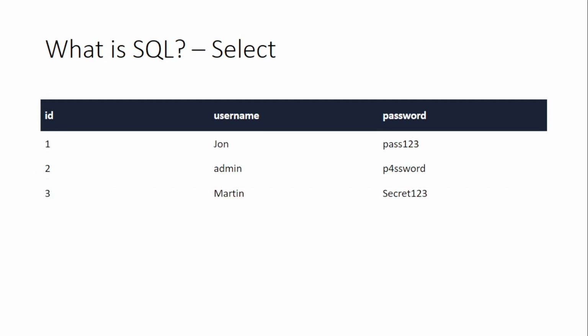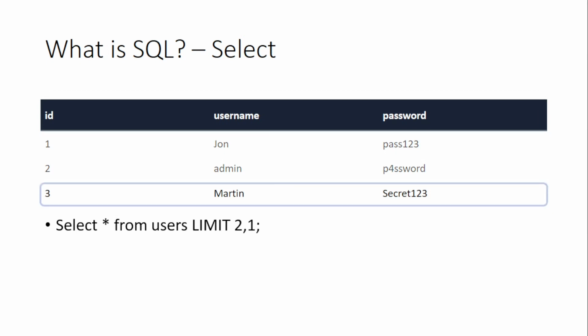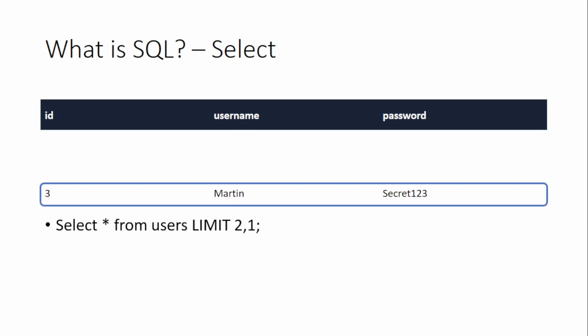And if we want to skip the first 2, we would use limit 2, 1. And so that will skip the first 2 and retrieve the third one. And because we had just one row, we'll get just the third one. So we need to remember that the first number after limit tells the database how many results we wish to skip, and the second number tells the database how many rows we want to return.